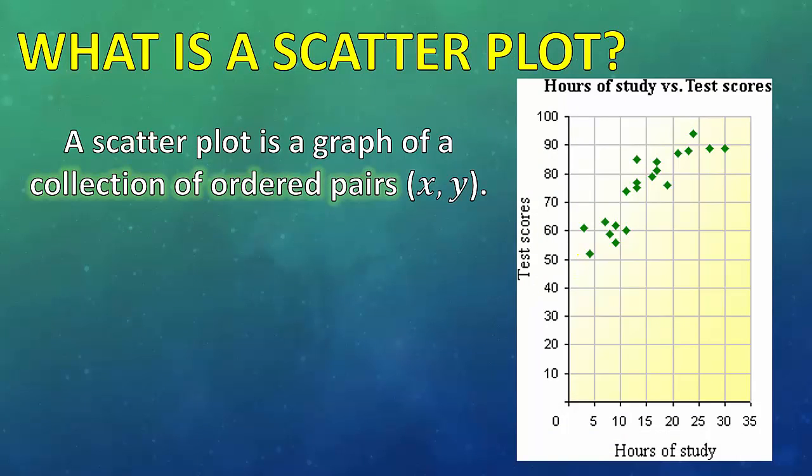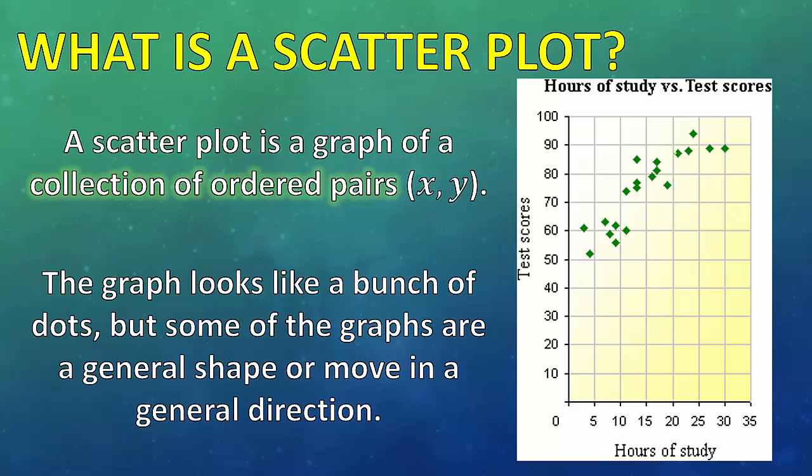So all of these points on here, these ordered pairs, it's just a collection. So we're not connecting any dots, we're just plotting the points on the graph. All right. Looks like a bunch of dots, but some graphs are, like I said, kind of in a general shape or move in a general direction, like some of the past examples I just showed you.